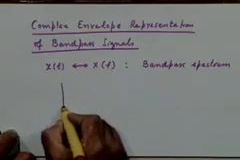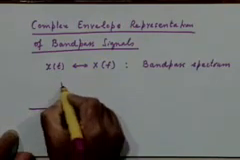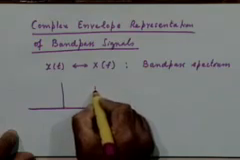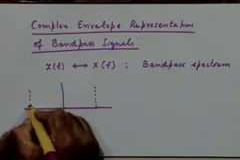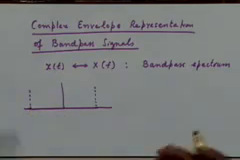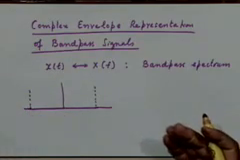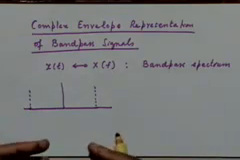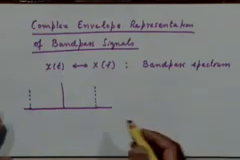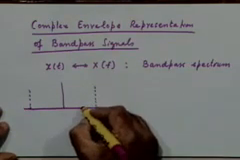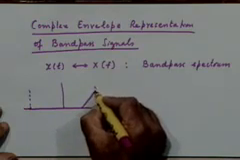So let us say we start with a spectrum like that. Bandpass spectrum, you understand what it means when I say bandpass spectrum? That means most of the energy of the signal will be contained around some non-zero center frequency, not around DC but around some finite non-zero center frequency. So there is a band of frequencies around which the signal contains most of its energy.